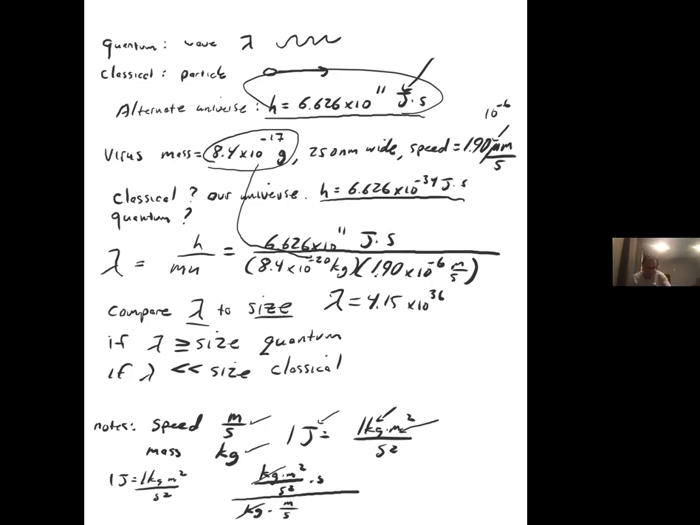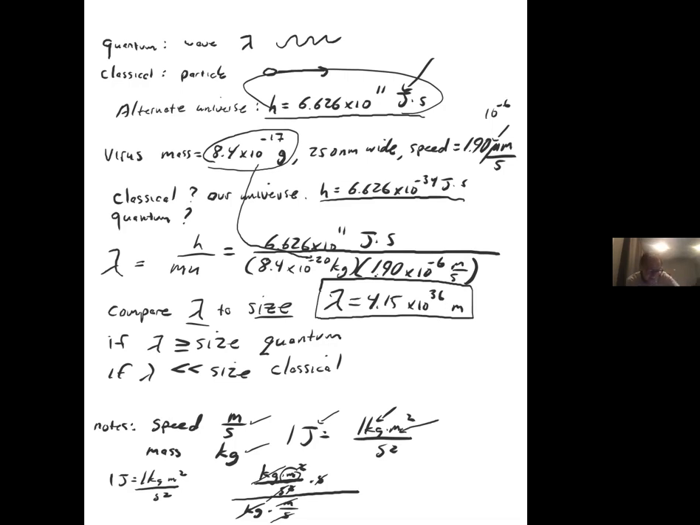Kilograms cancel. You have 2 meters on the top, but 1 on the bottom, so you get rid of the square on the top. And then you've got a second on the top and 1 on the bottom, so that cancels. And then you've got 1 on the bottom here divided by 1 on the bottom there, so they're gone too. So you're just left with meters. So now our answer is going to be in meters. Okay, so it's not obvious how those units work out, but that's what goes on. So there's our wavelength. It's 4.15 times 10 to the 36 meters.